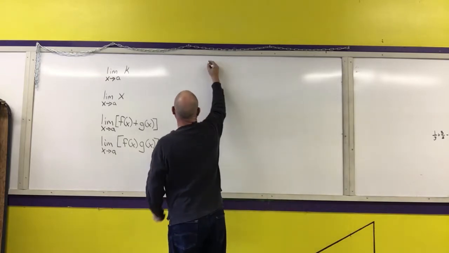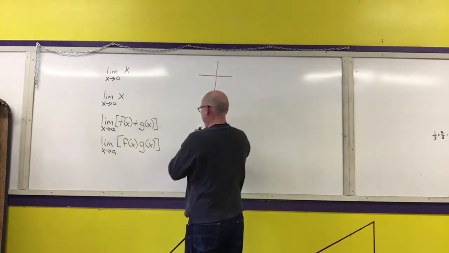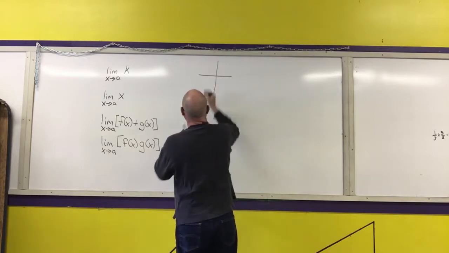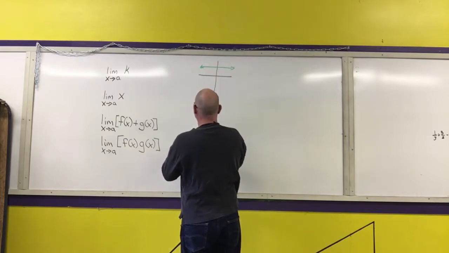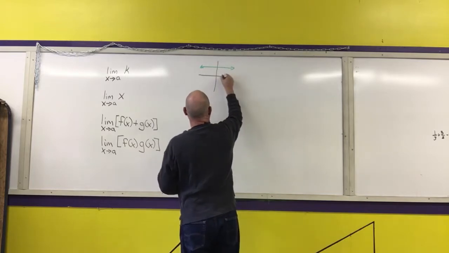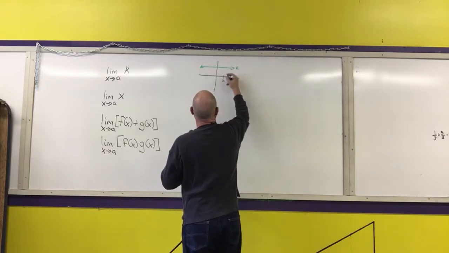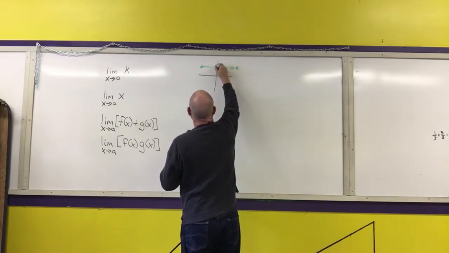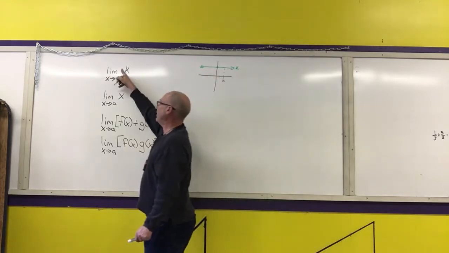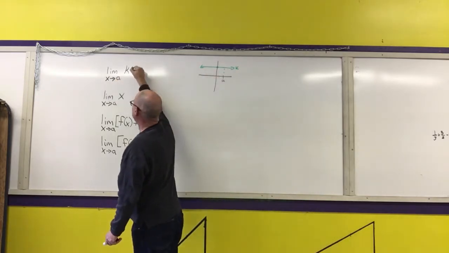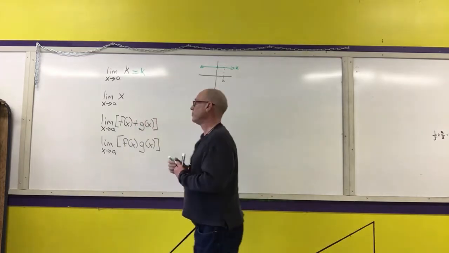Okay, so let's just think about it from the graphical view. Well, if I draw a constant function, that's a horizontal line, and it doesn't matter what value of a I pick to evaluate it at, I'm always going to get the constant value. So the limit as x approaches a of a constant is just that constant.